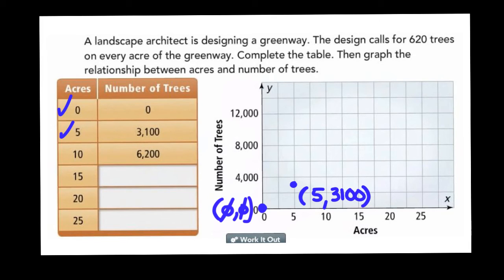All right, the next one is 10 and 6,200. So that means I need to go over to the 10, and then I go up to 6,200.